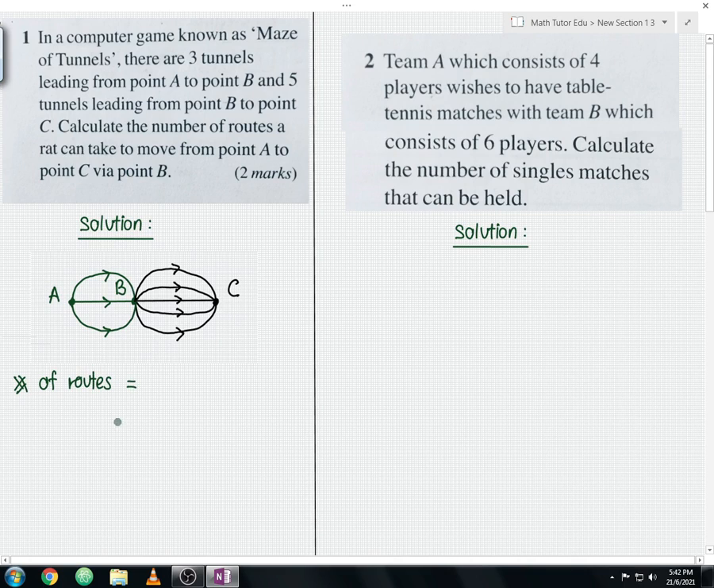So the number of routes will be equal to, in order to calculate the number of routes, you need to know the number of routes from point A to point B. From here we know it is 3, and then from point B to point C, you have 5. So you multiply 3 with 5. The number of routes will be equal to 3 times 5. From here you should get your answer, which is 15. So the rat can actually move in 15 possible routes from point A to point C. So this is the explanation behind question 1, guys. Let me underline the solution for question 1.